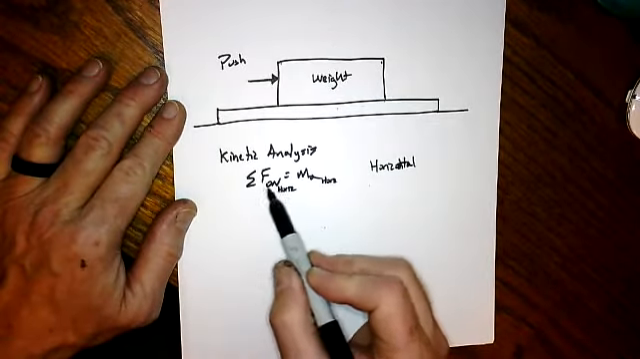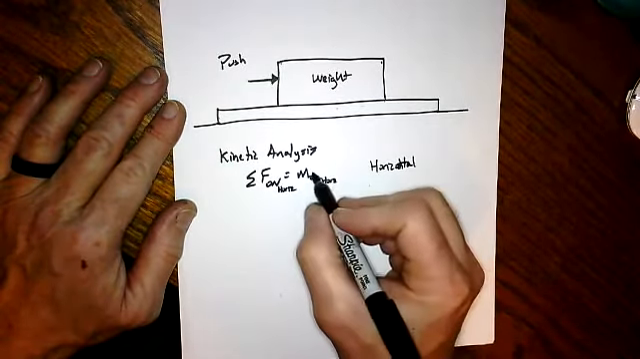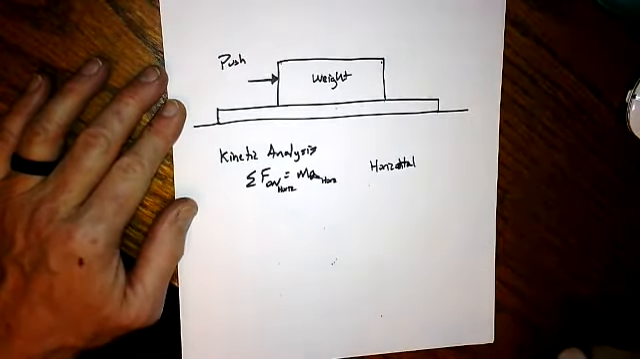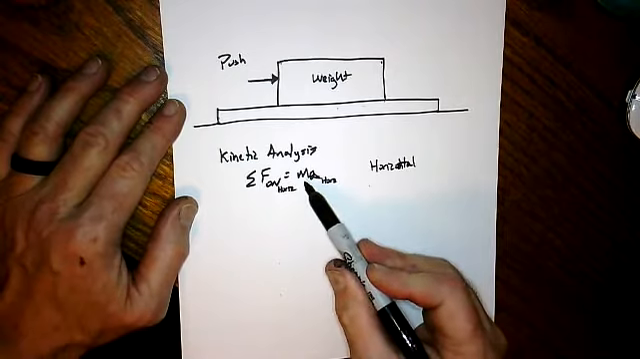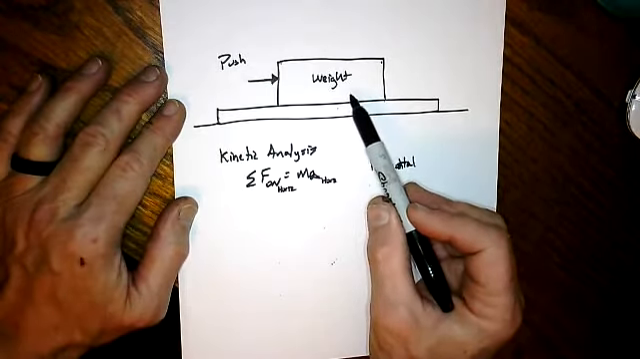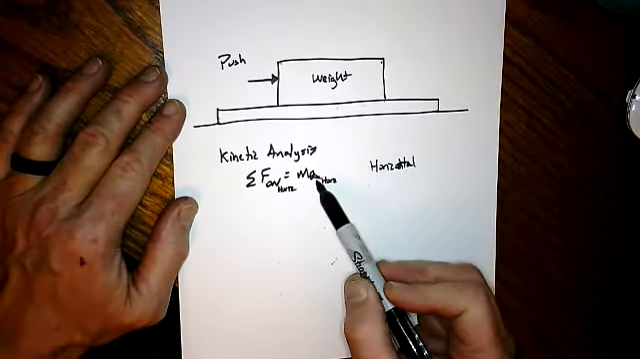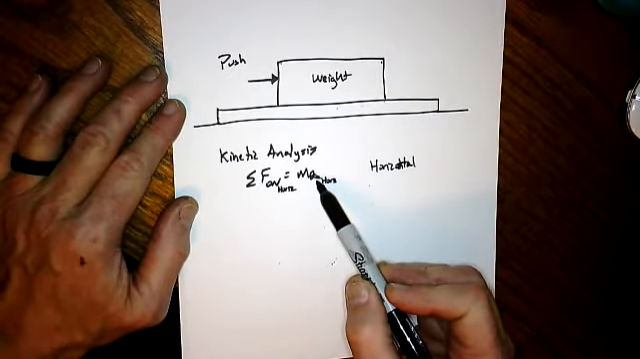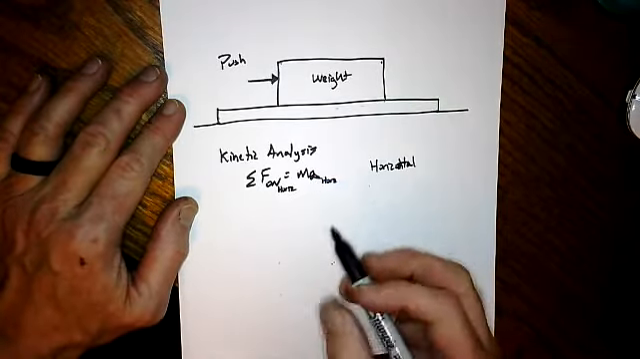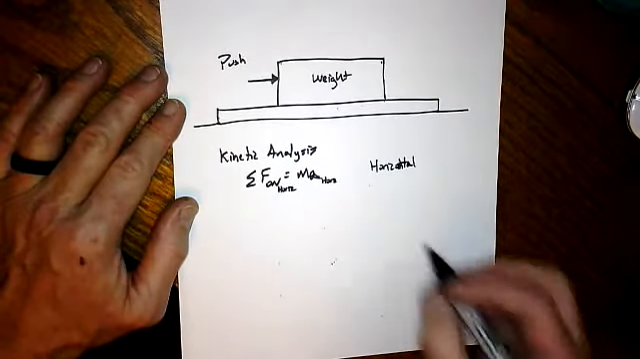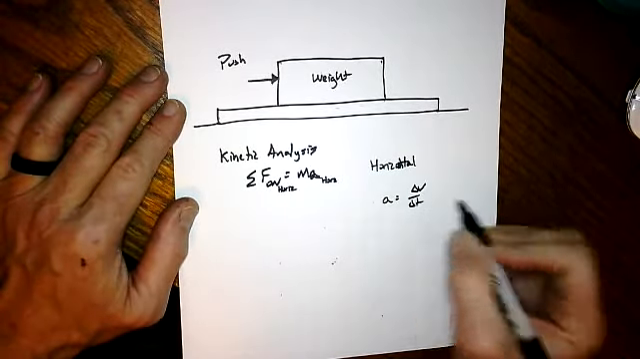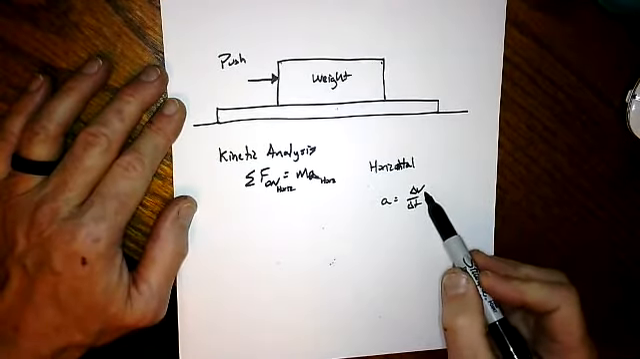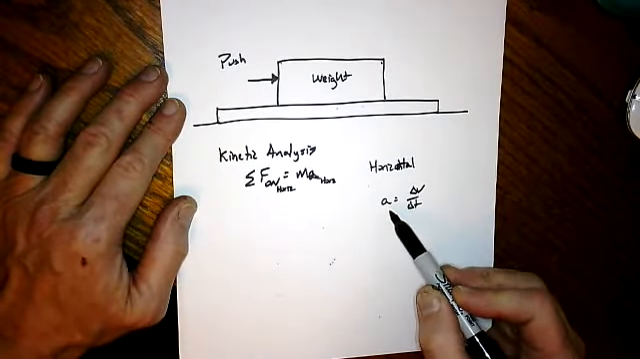The forces acting on the object have to add up to the product of mass times acceleration. Mass is a fixed quantity. That weight is not changing its mass. Acceleration is the rate of change of velocity. Remember, a equals delta v over delta t. If velocity is not changing, acceleration will be 0.